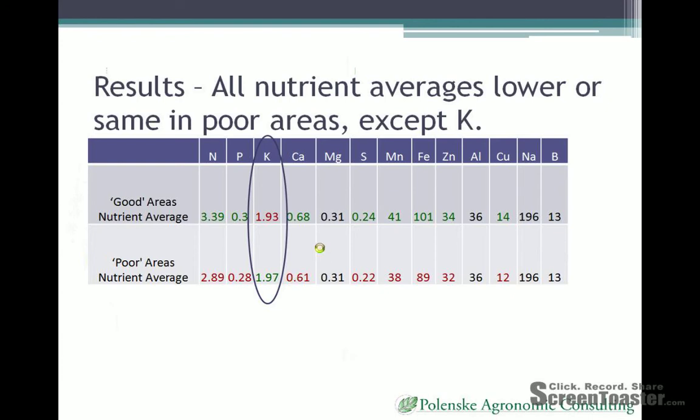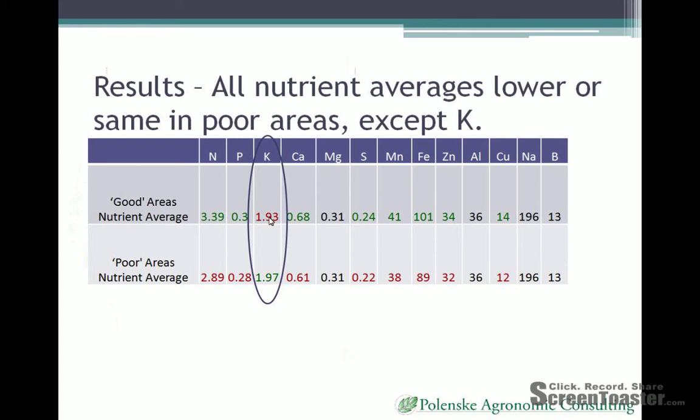Another results table, and this shows that all nutrient averages were lower or the same in the poor areas except for potassium. If we go through each nutrient, and these are just their percentages or parts per million, what it's showing is in the good areas, here's the nutrient average, and in the poor areas, here's the nutrient average. As you can see, it's lower or the same in all nutrients, except for potassium. It actually was higher in the poor areas than in the good areas. So what this is saying is that the stress index they're using really wasn't showing whether potassium was going to be good or bad.